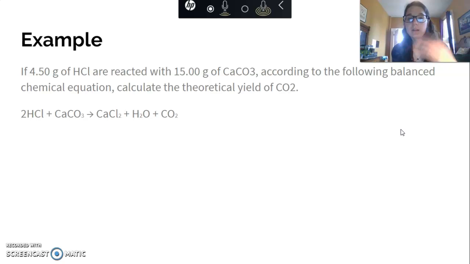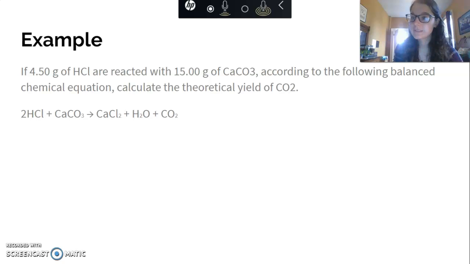In chemistry, a lot of times you'll get an example like this. If you have 4.5 grams of hydrochloric acid reacting with 15 grams of calcium carbonate, according to the following equation, what is the theoretical yield of carbon dioxide? Here they give you a balanced chemical equation. This also has in it, kind of sneaky, a limiting reactant problem. It doesn't tell you that you have excess of anything, so you have to determine which one of these is the limiting reactant.